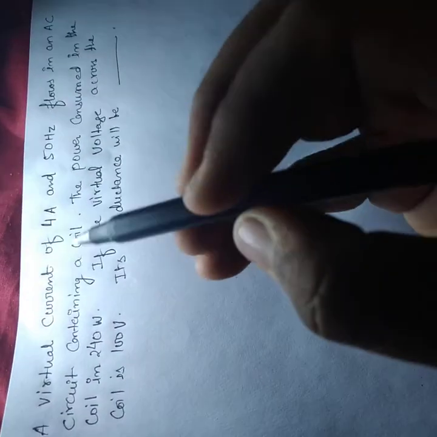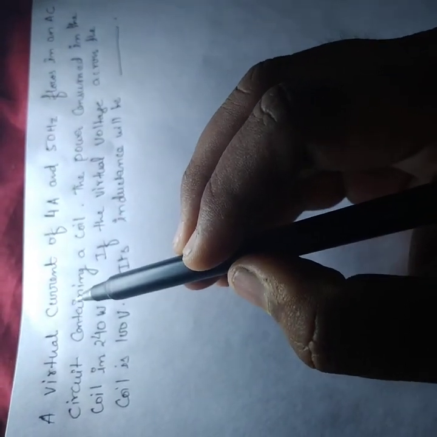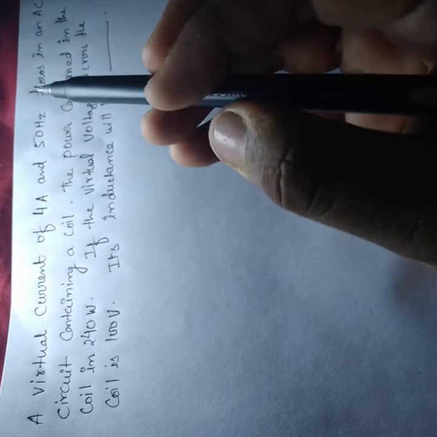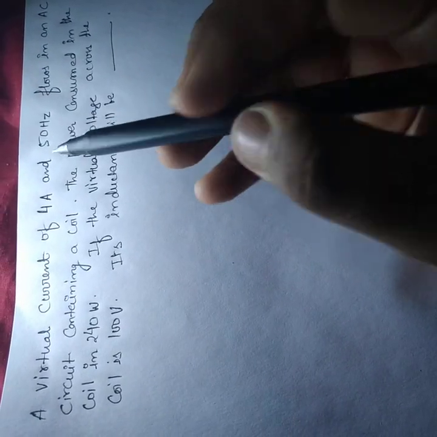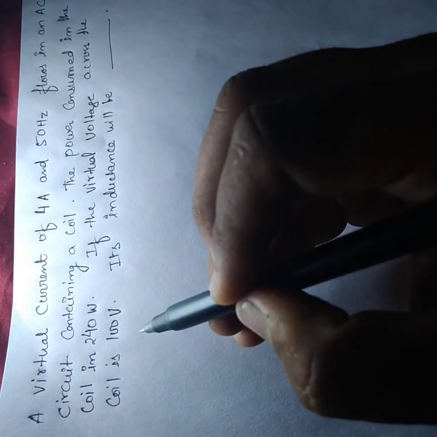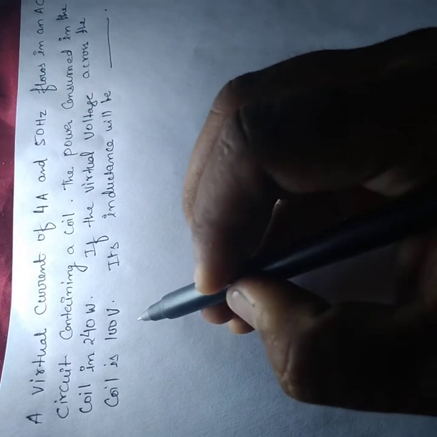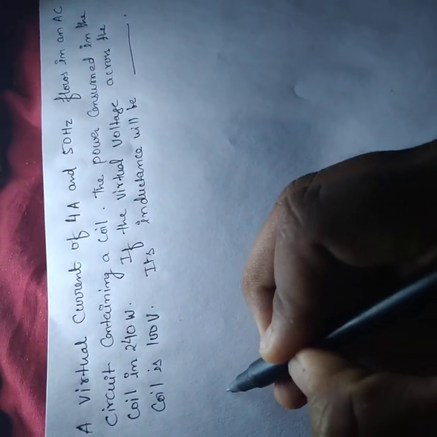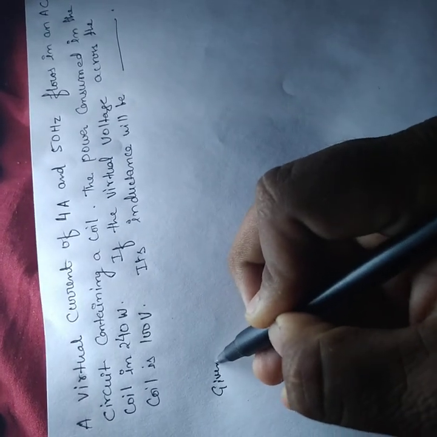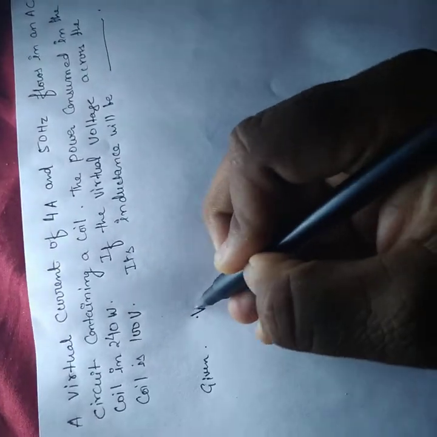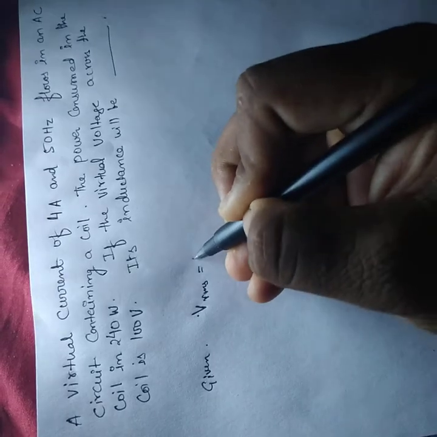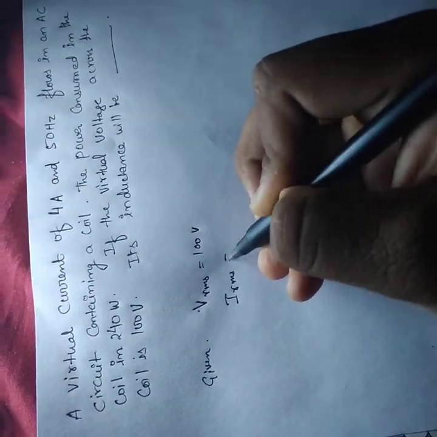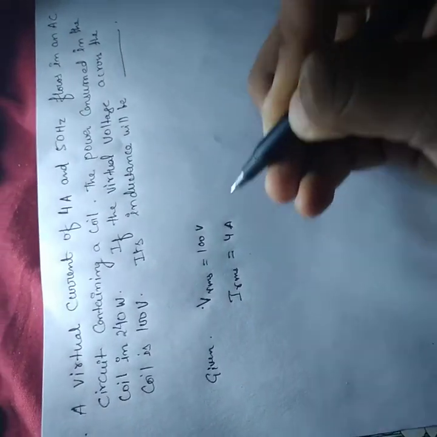A very good question. The given data is: the current is 4 ampere, that current is the RMS current, the frequency is 50 hertz, and the voltage is 100. This voltage is given as the RMS voltage. Now, given data is VRMS is equal to 100 volt, IRMS is equal to 4 ampere.